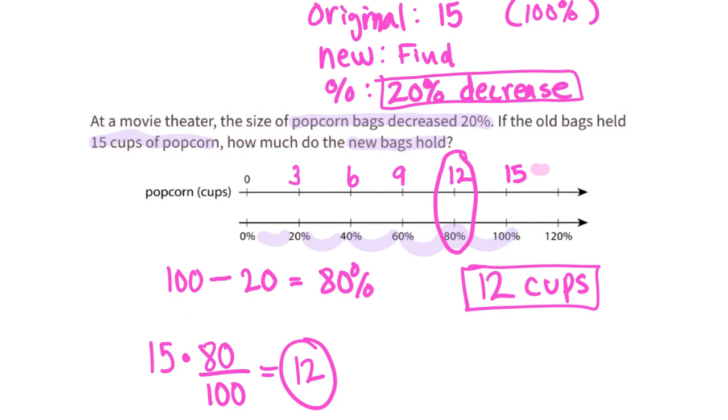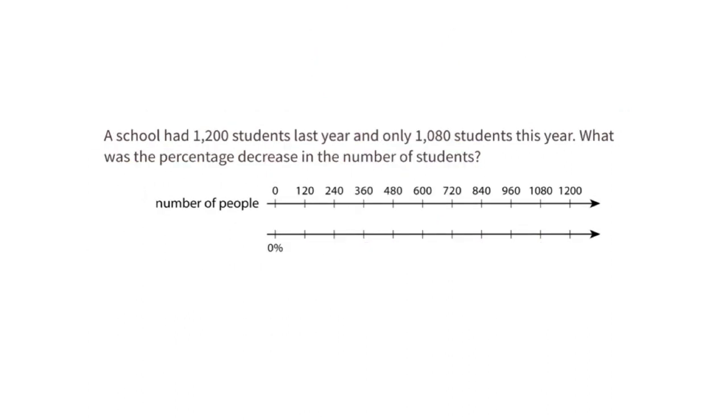Let's go on to the next problem. A school had 1,200 students last year and only 1,080 students this year. What percent was the decrease in the number of students? Okay, this is a really good question because it's not asking for the old or the new value. It's asking for the percent, and they're asking for the percent decrease.